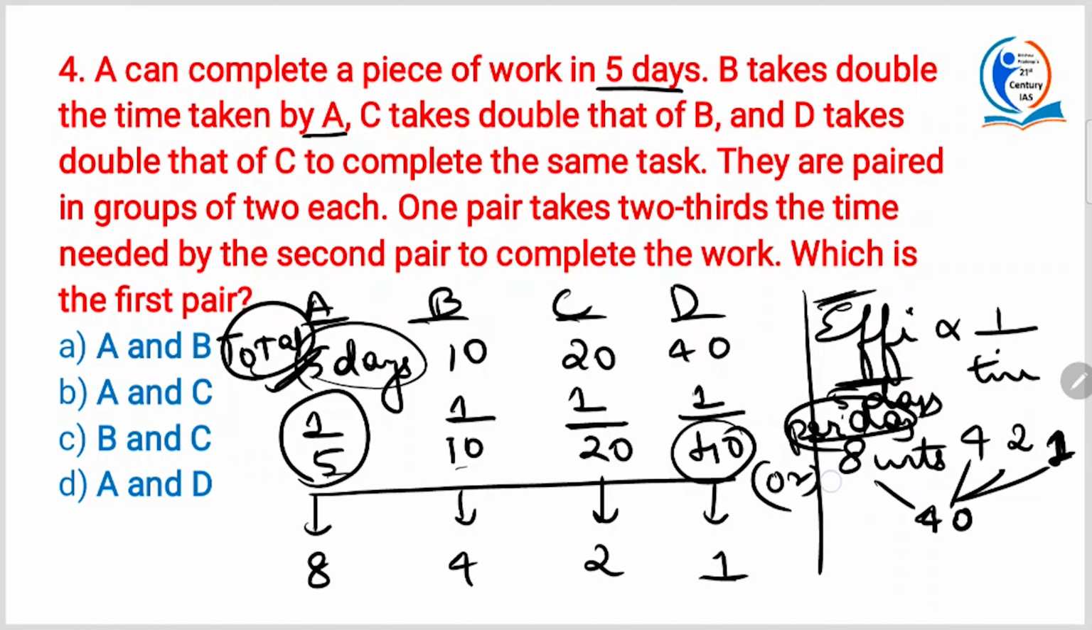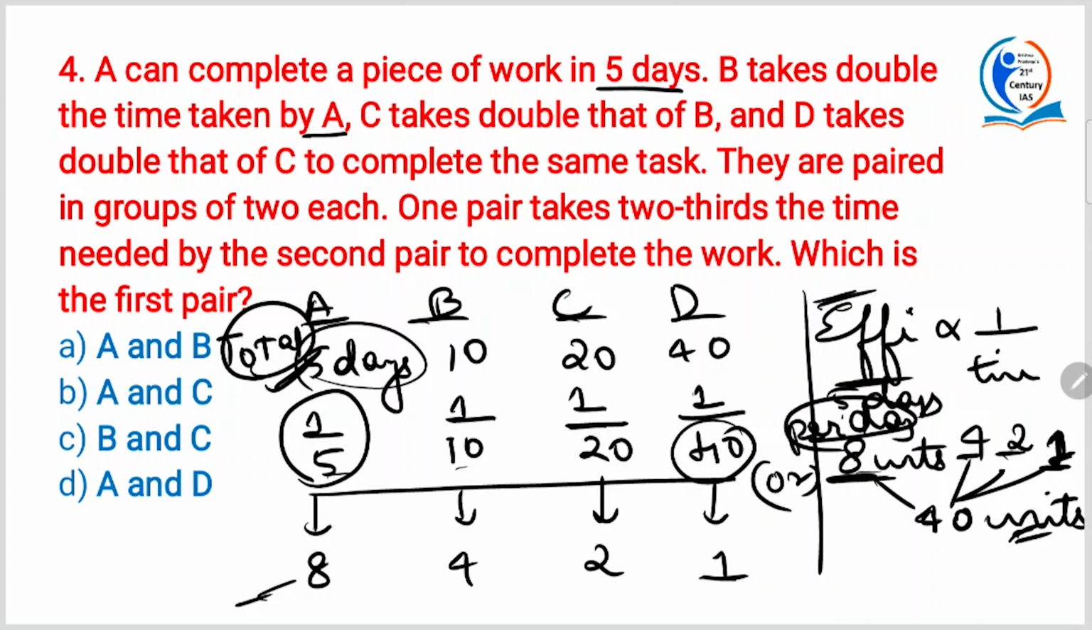So 8 units of work per day, 4 units of work per day, 2 units of work per day, 1 unit of work per day. Okay, so these are the efficiencies or work done per day. Now I think it is clear. Rather than this method, if you tell yourself that there is 40 units of work to be done, a fellow will do 8 units of work per day so that he will complete it in 5 days. So 8, 4, 2, 1.